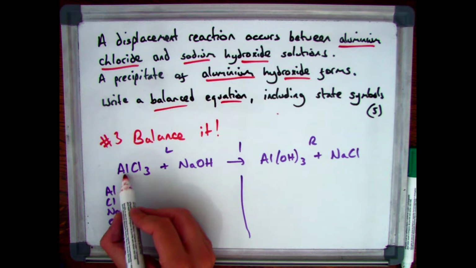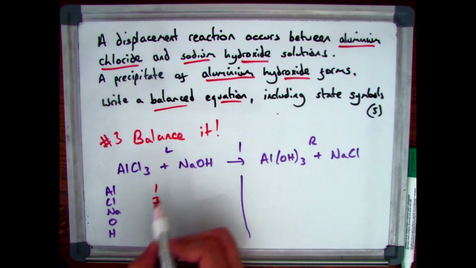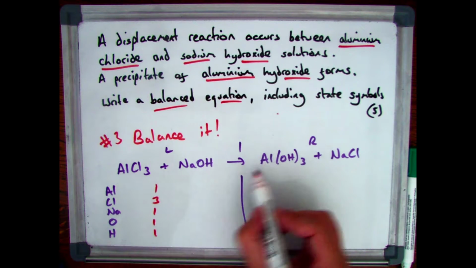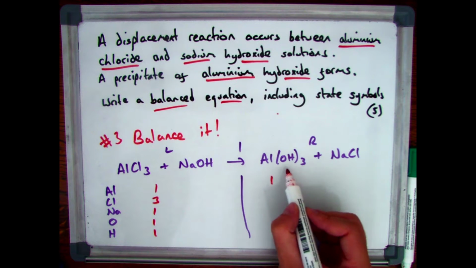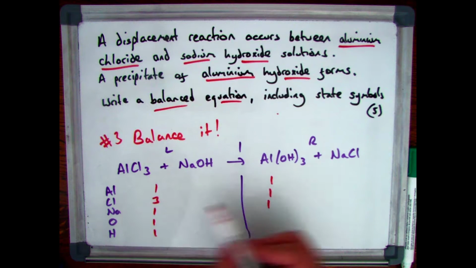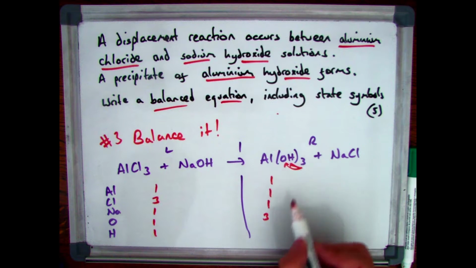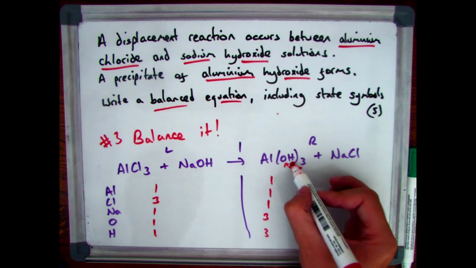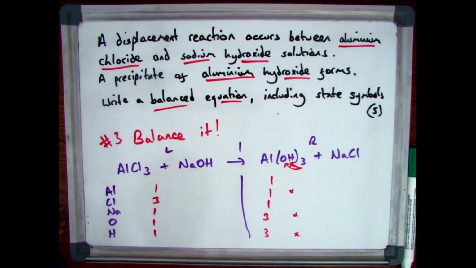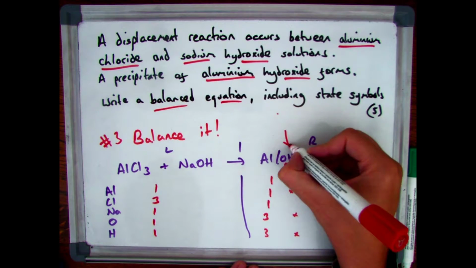The next job is to actually balance it. So count up what you've got. In this case I've got 1 aluminium on the left and 3 chlorines, 1 sodium, 1 oxygen and 1 hydrogen. On the right hand side I've got 1 aluminium, 1 chlorine, 1 sodium, 3 oxygens, and 3 hydrogens. So this one's a little bit more difficult to balance. However, what we can do is look at the ones that are unbalanced, which are the chlorine, the oxygen and the hydrogen, which I've got 3 of each.